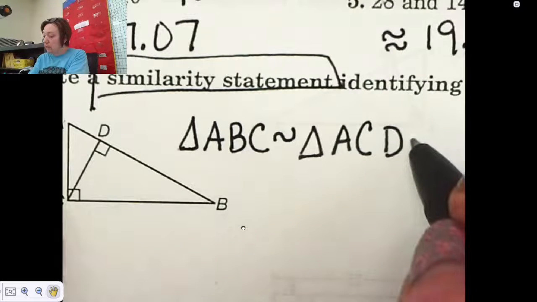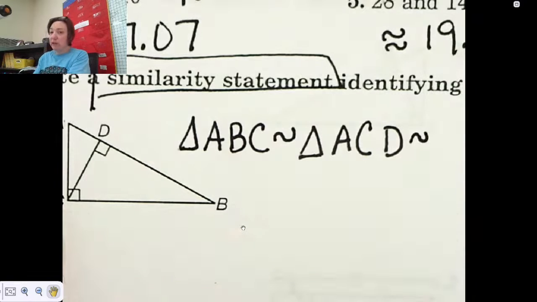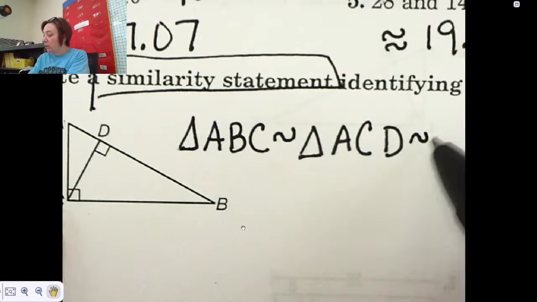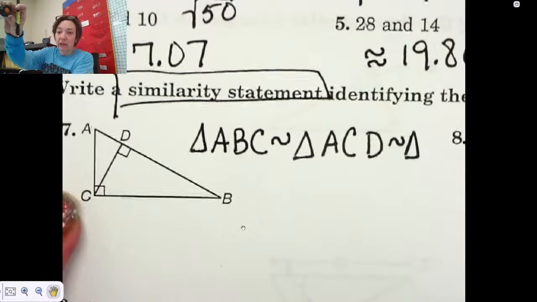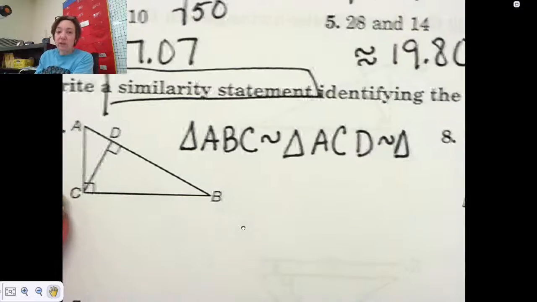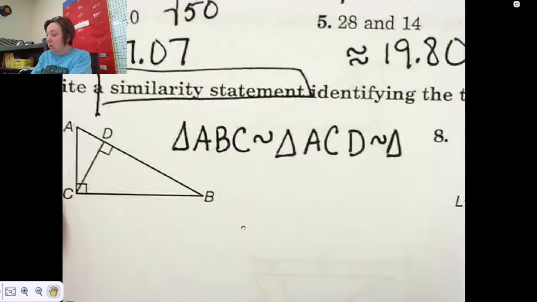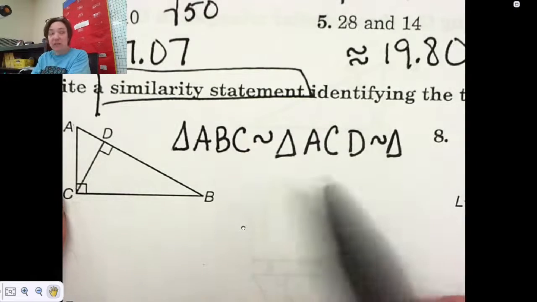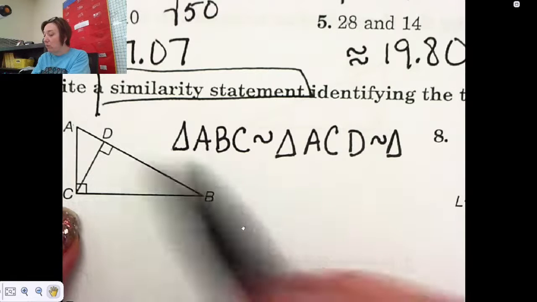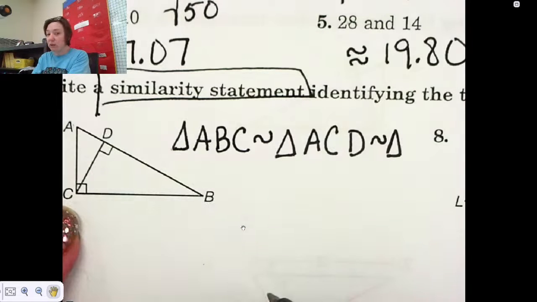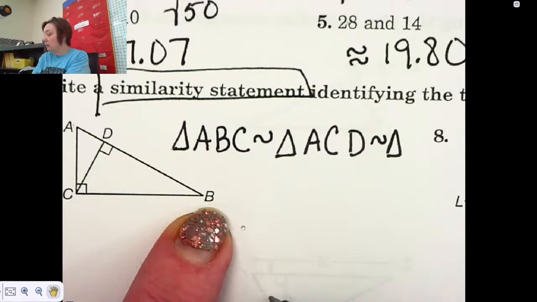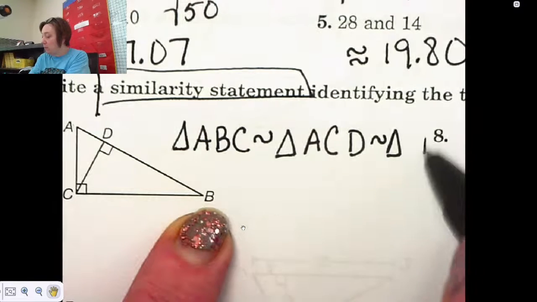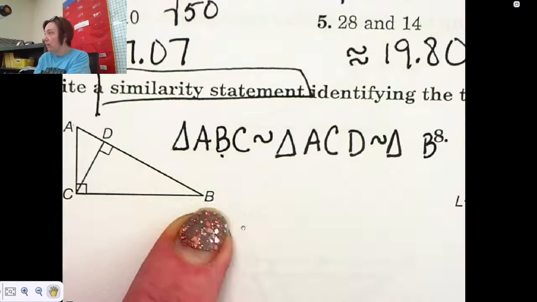And then we're going to do another similarity symbol. And we're going to do triangle again. And then we'll name the medium-sized triangle. And I have to zoom out. I got that zoomed in too far. Okay, so what angle does the big one and the medium one share? They share B, don't they? So we're going to put B in the middle because it matches up with that B.